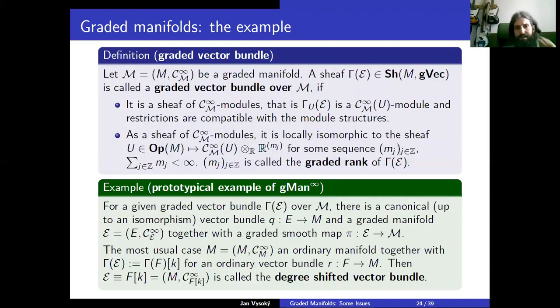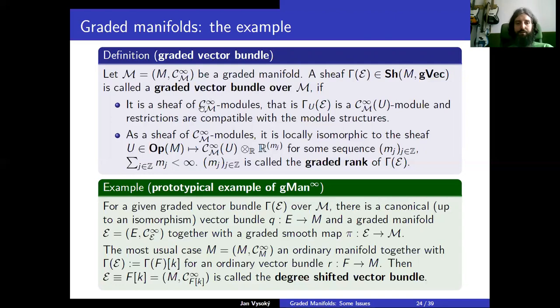This is the most important example of a graded manifold, and all the graded manifolds I know are of this form, in fact. So if you start with a graded manifold and take a sheaf, which I denote as Γ(E), a sheaf of graded vector spaces, I call it a graded vector bundle.